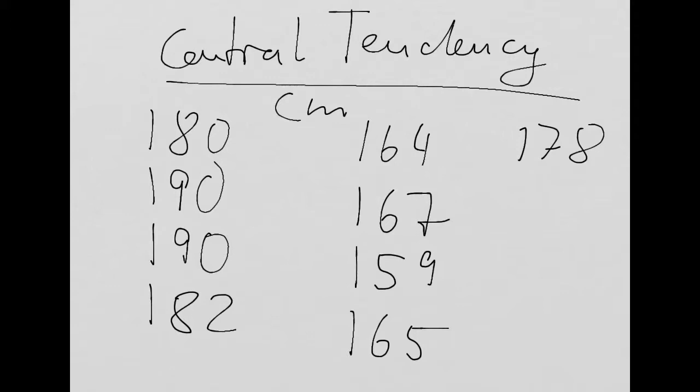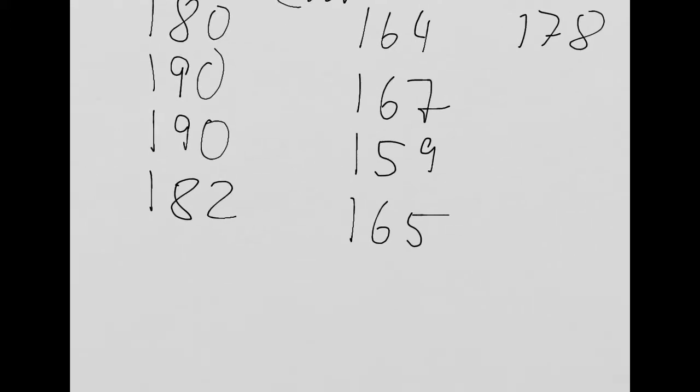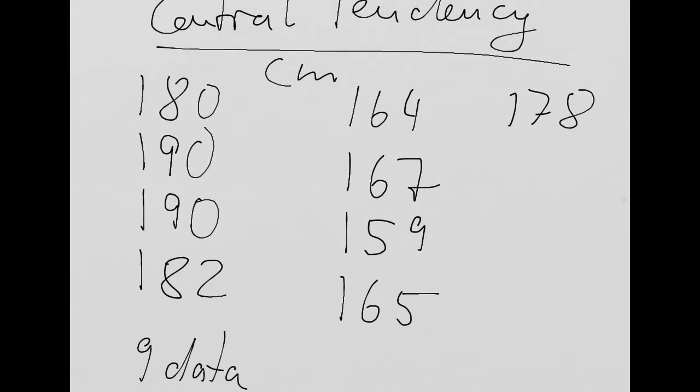So we have 1, 2, 3, 4, 5, 6, 7, 8, 9 data points. So 9 data points. And of course, we could now calculate the average of these data. Can somebody please do the honors of the calculation? You all know how to calculate the average. So you take 180 plus 190 plus 190 plus 182, and all this, and you calculate the average of that.